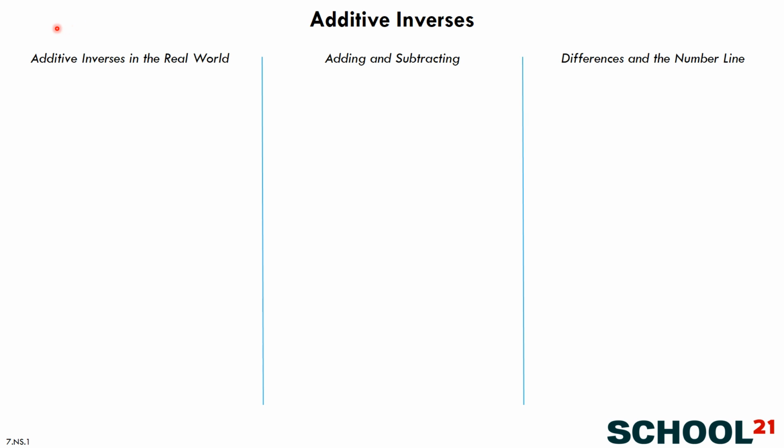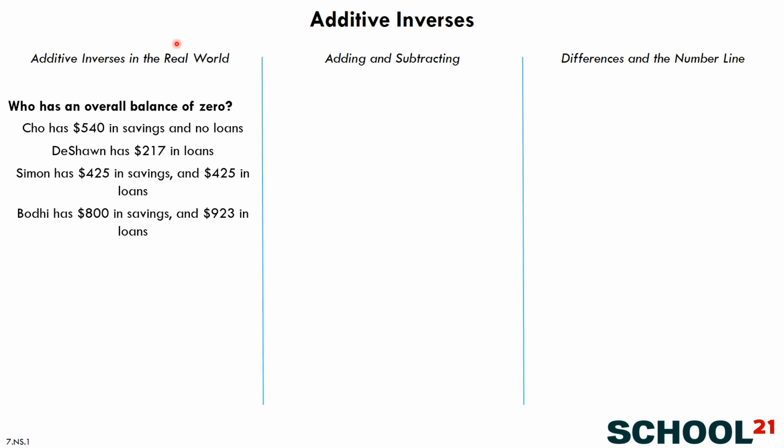So first, let's look at additive inverses in the real world. We're just going to look first at bank accounts. So who has an overall balance of 0? Let's look at these different people.